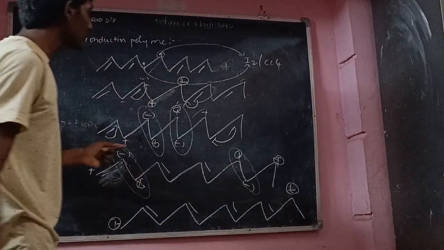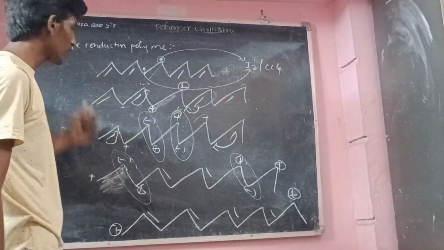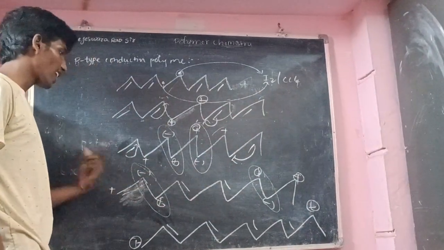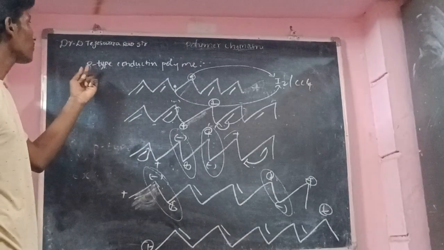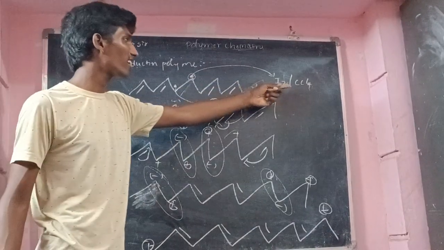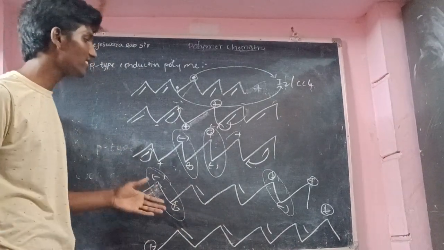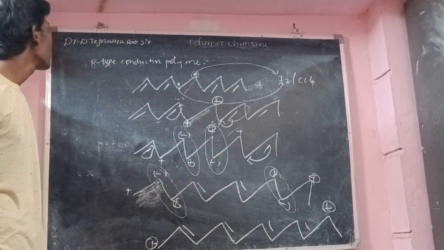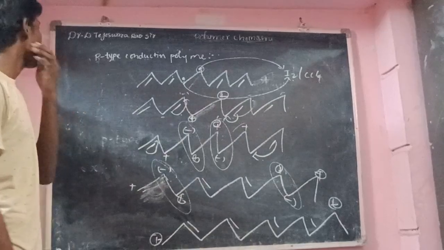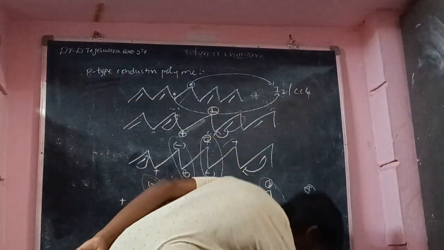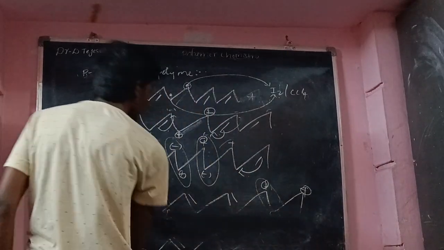In this, we can see the charge is transferring from one carbon to another carbon, and it moves on. By adding this agent, transfer of charge takes place along the carbon connection. This is the mechanism, and let's discuss N-type conducting polymers.